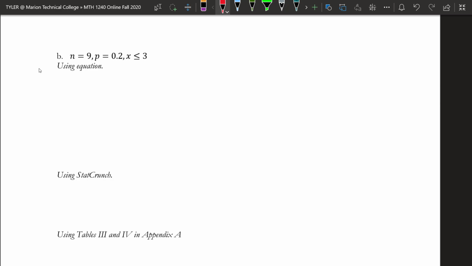Alright, so we're ready for part B of this example. So we're given different n, p, and this time x is less than or equal to 3, right? So if we're trying to find the probability that x is less than or equal to 3, this would mean the probability that x is 0 plus the probability that x is 1 plus the probability that x is 2 plus the probability that x is 3, right?